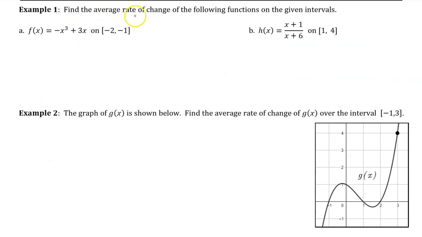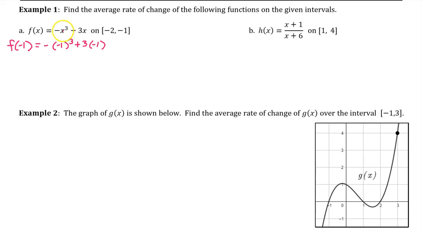Example 1. Find the average rate of change of the following functions on the given intervals. Part A, f of x is equal to negative x to the third power plus 3x on the closed interval from -2 to -1. First, we need the y values at these endpoints, starting with f at -1.